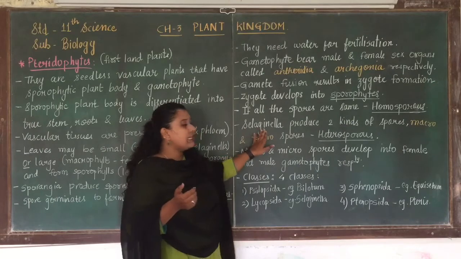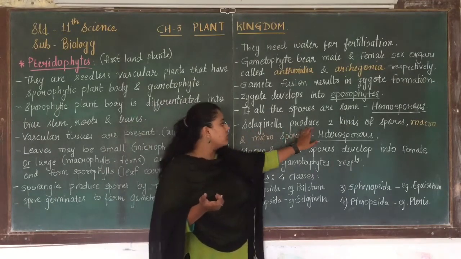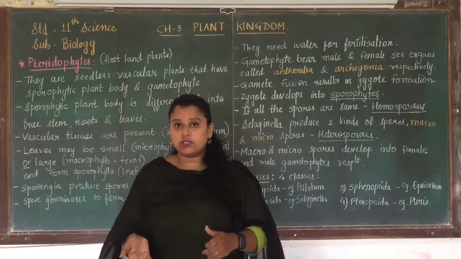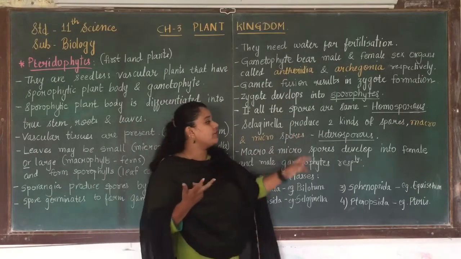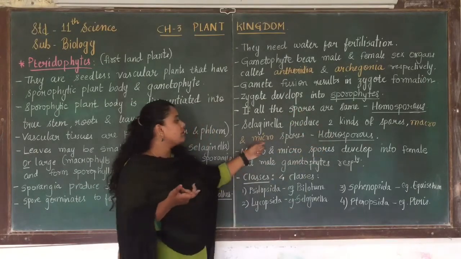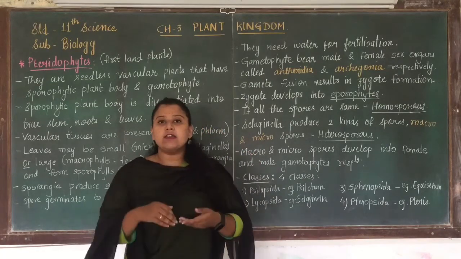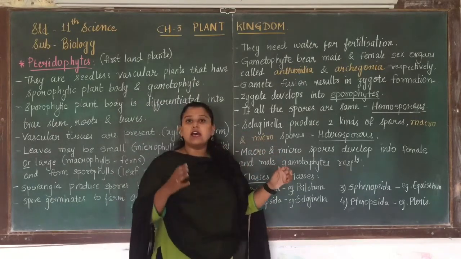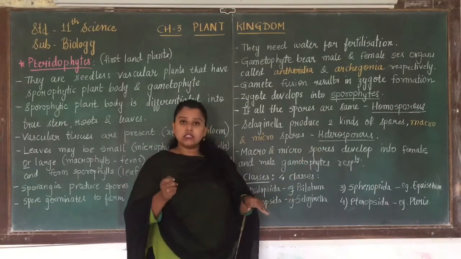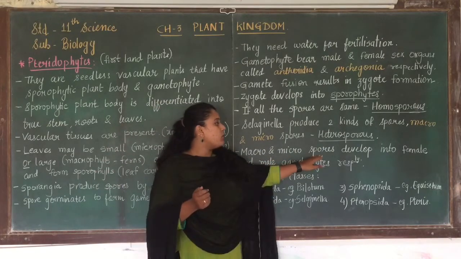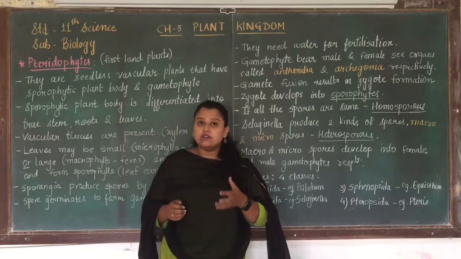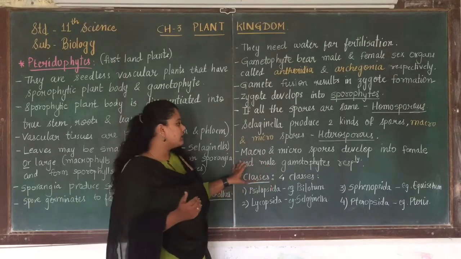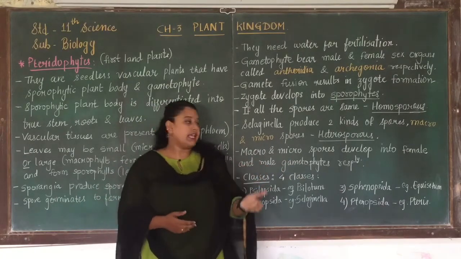Here the example of Selaginella is being shown. Selaginella produces two kinds of spores, right? The example of Selaginella explains heterosporous, right? That means it produces two kinds of spores. First is macrospores and second is microspores, right? So macrospores and microspores, both of them are different in nature, and for this reason, as the two spores are different, it is said to be heterosporous, right? Macro and microspores develop into female and male gametophyte respectively. So here, this is all about the male and female spores, right? Or we can say the male and female gametophytes.